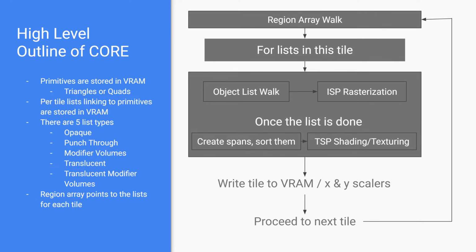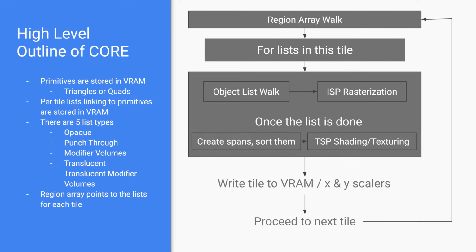Then you also have a region array that points into a list of tiles, and for each tile it points to the list of primitives. There are 5 list types: opaque, punch-through, modifier volumes for opaque and punch-through, translucent, and translucent modifier volumes. Opaque is normal geometry that you can't see through. Punch-through is alpha tested, so you can have holes in it, but you can't blend it.